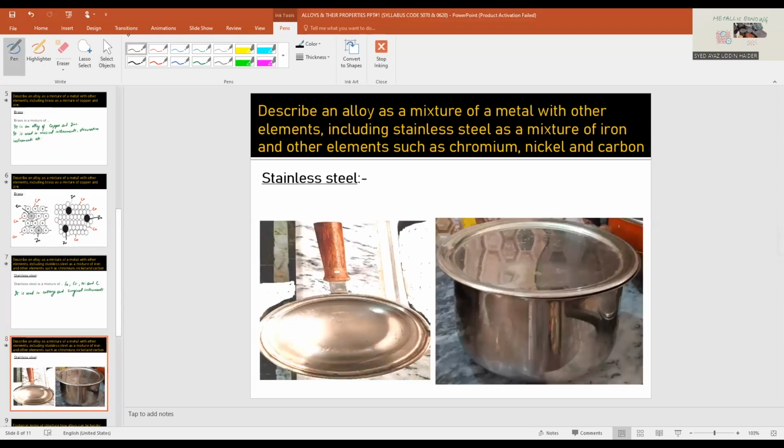Here are some common cutlery items found in our kitchen. They are made up of stainless steel.